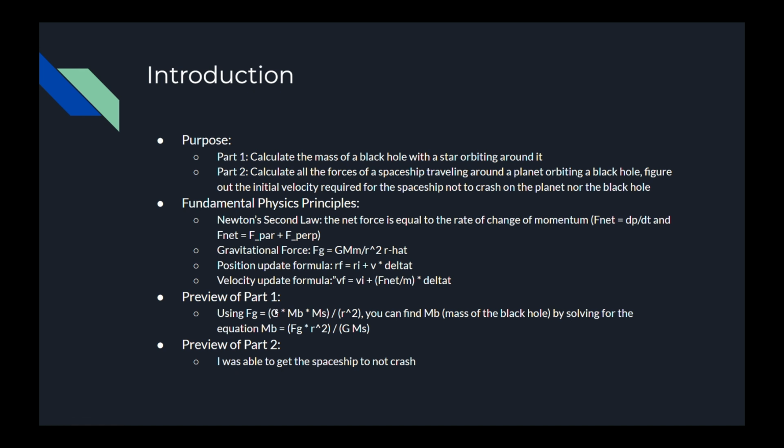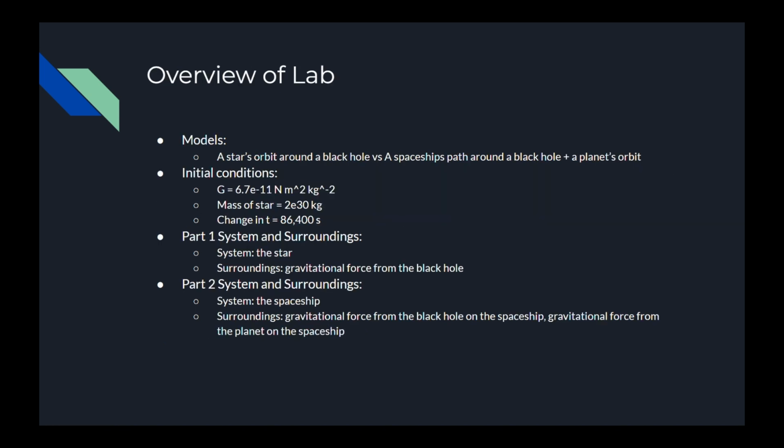In Part 1, using the gravitational force formula, you can find the mass of the black hole. And for Part 2, I was able to get the spaceship to not crash by calculating the initial velocity required for that to happen. And then for an overview of the lab, for Part 1, it involves a star's orbit around a black hole. And for Part 2, it involves two things: a spaceship's path around a black hole, and also a planet's orbit around the black hole.